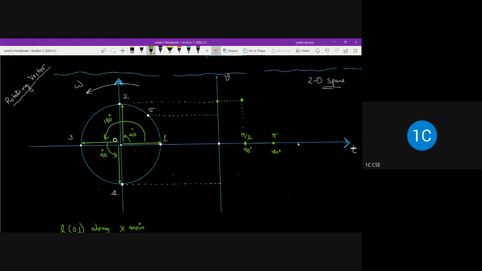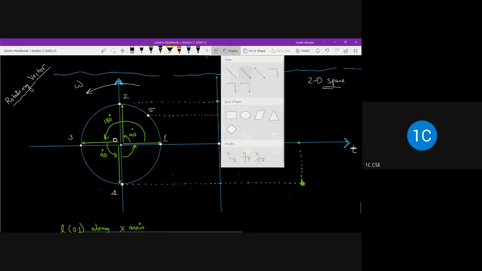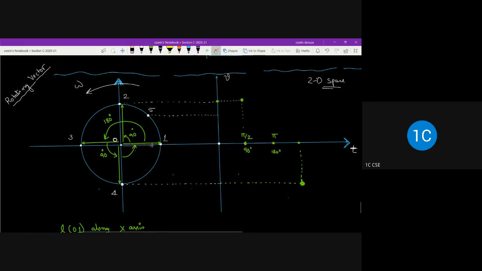Or 270 degree. So the corresponding projection you're going to have somewhere over here. And when a further 90 degree rotation is given, okay, the vector, I'll use a different color now just to distinguish, not the blue, let's say the orange. The vector will come back to its original position.